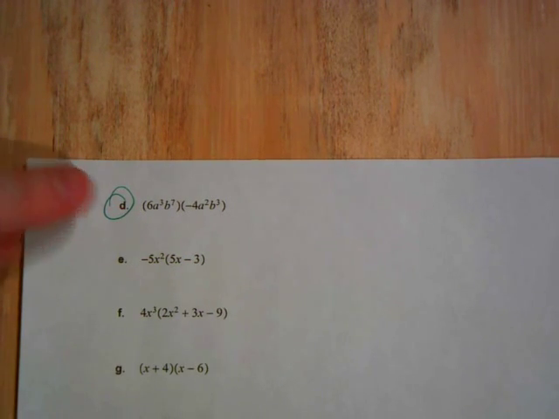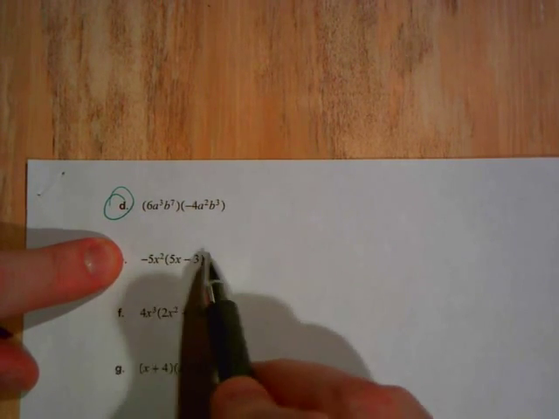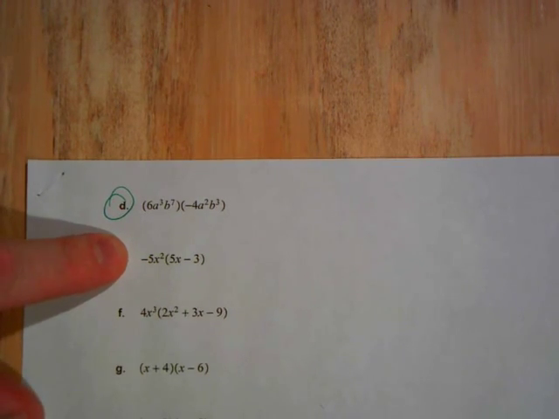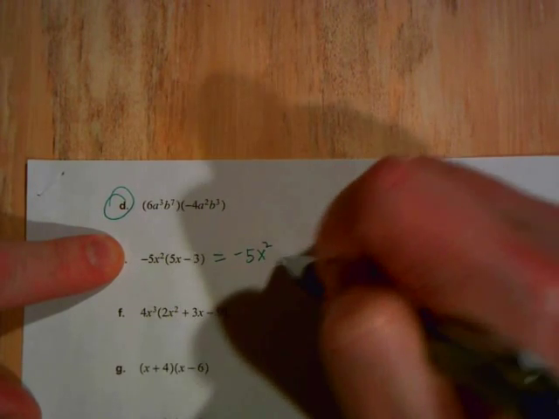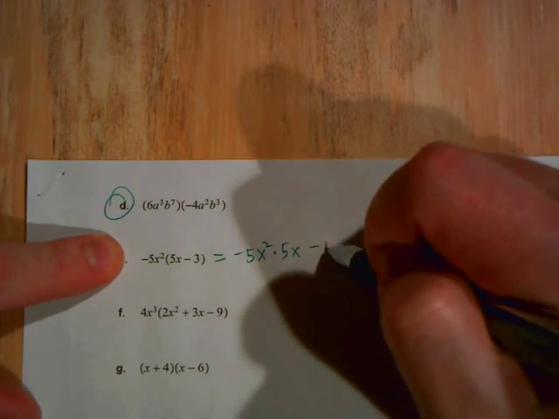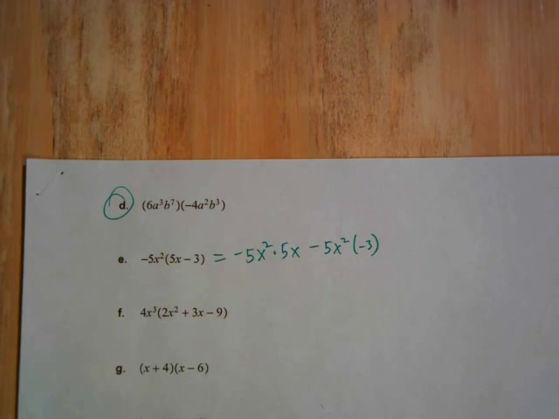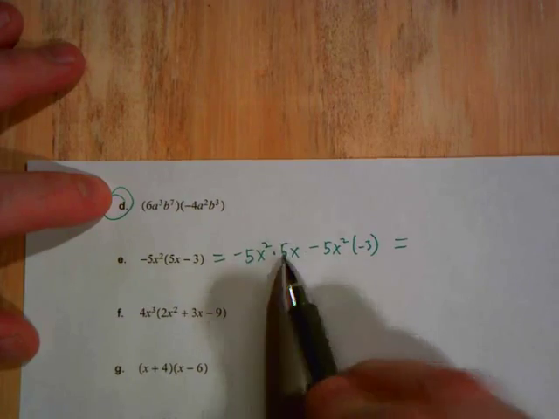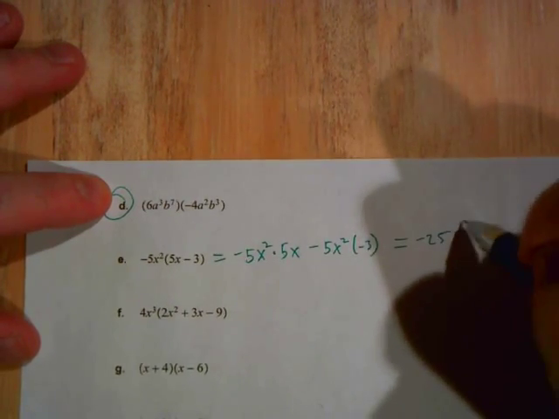E. How do I take something like a minus 5x squared and multiply it by a binomial, something with 2 terms? I use the distributive property. So I'm going to take minus 5x squared and I'm going to multiply it by 5x. And then I'm going to take minus 5x squared and I'm going to multiply it by minus 3. And then I'm going to combine my like terms, if I have any. Minus 5 times 5 is minus 25. X squared times x is x cubed.